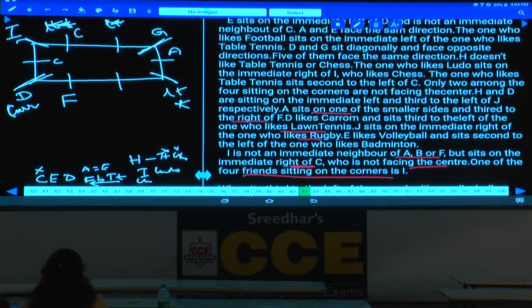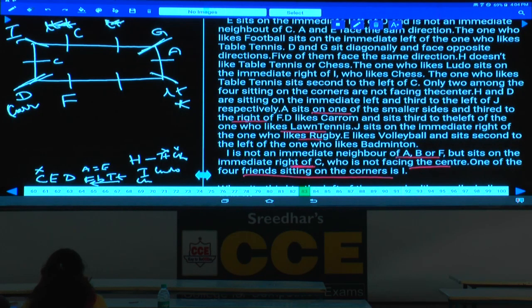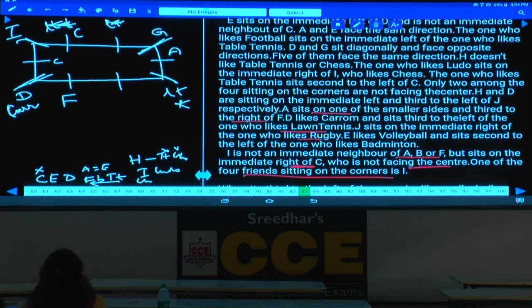Immediate right of C, C who is not facing the center. C is not facing the center means C is facing away from the center. If C sits away from the center, then I is what? Can C be at this place? I sits on the immediate right of C. If C is here, then I will be on the immediate left. Hence C must be at this place only.